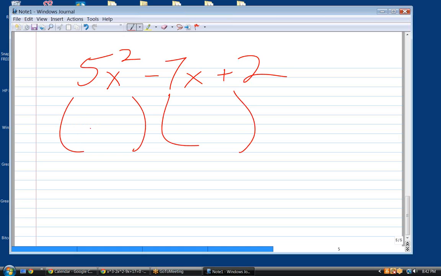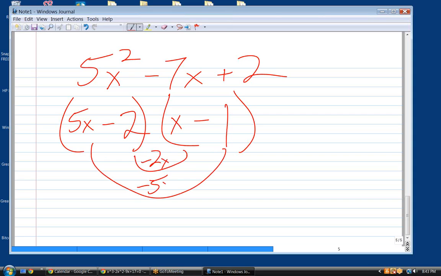Here and here. 5x and x. Signs? Minus minus. And we only have two choices. We can either put what here and here, or the reverse. 2 and 1. 2 and 1 works. The inside's minus 2x, the outside's minus 5x, minus 7x.